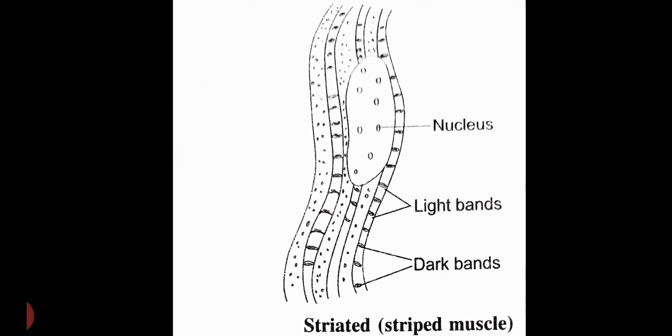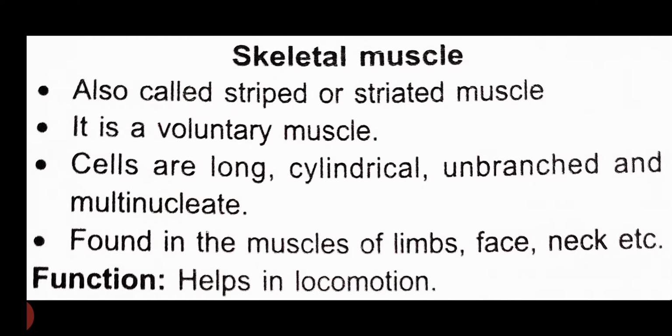So first is striated or striped muscles. So these muscles contain light and dark bands. Just because they are found on our skeletal system, it is also known as skeletal muscles. It is also called the striated or striped muscles, the reason being they contain light and dark stripes in it. It is a voluntary muscle, that means we can control them.